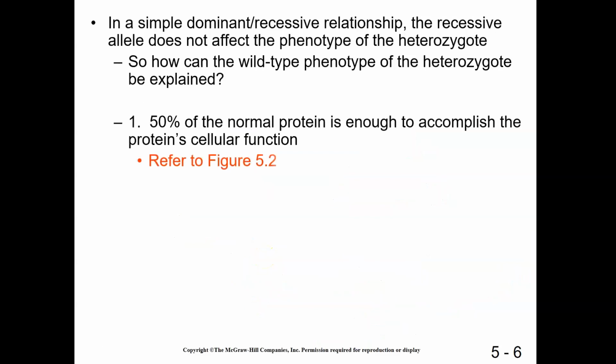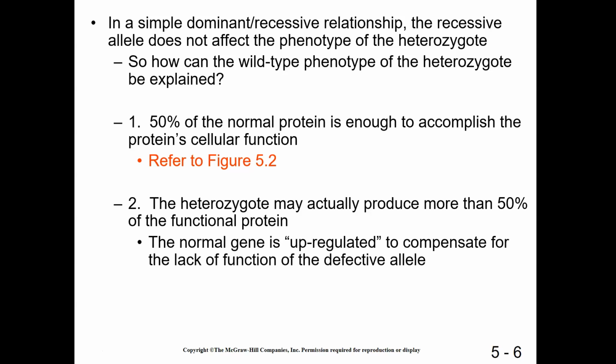All right, so let's look at simple dominant recessive relationships where the allele does not affect the phenotype of the heterozygote. All right, so big A, little a. How can the wild type phenotype of the heterozygote be explained? So you're having this situation where you have big A, and little a doesn't work in this case. Big A is making enough protein for the cell to function properly. So that's really cool. That works. And that actually happens quite a bit.